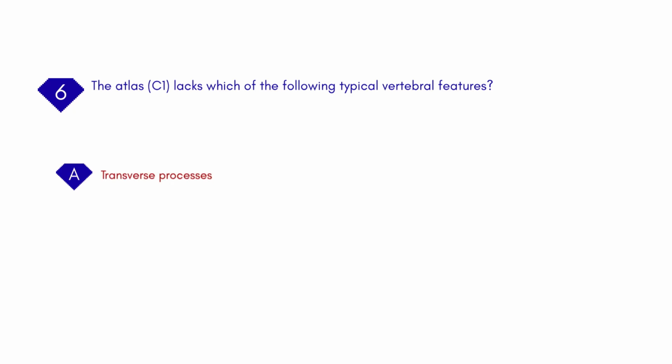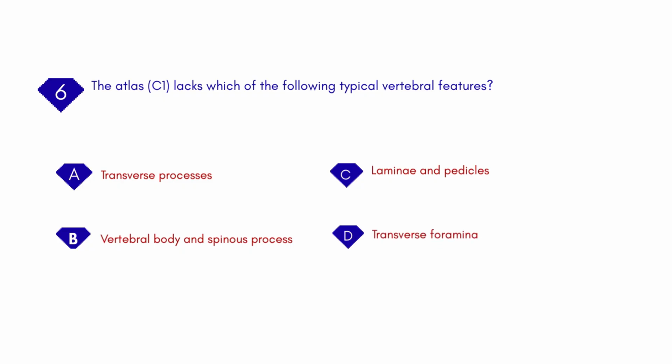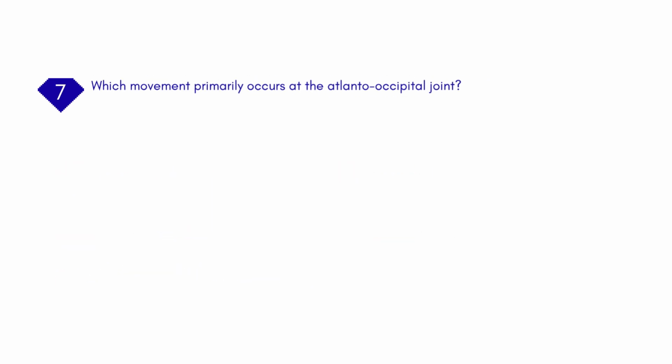A. Transverse processes. B. Vertebral body and spinous process. C. Laminae and pedicles. D. Transverse foramina. Answer, B. Vertebral body and spinous process. Which movement primarily occurs at the atlanto-occipital joint?